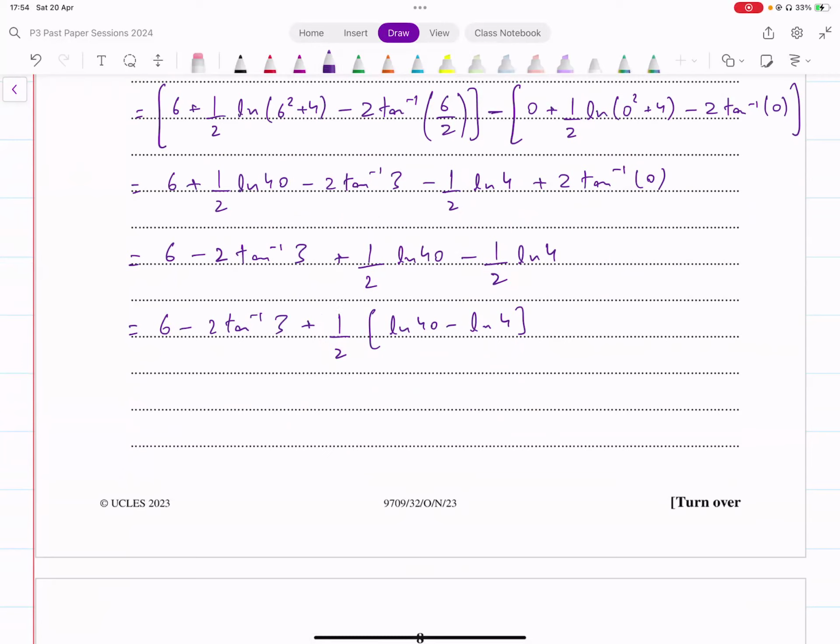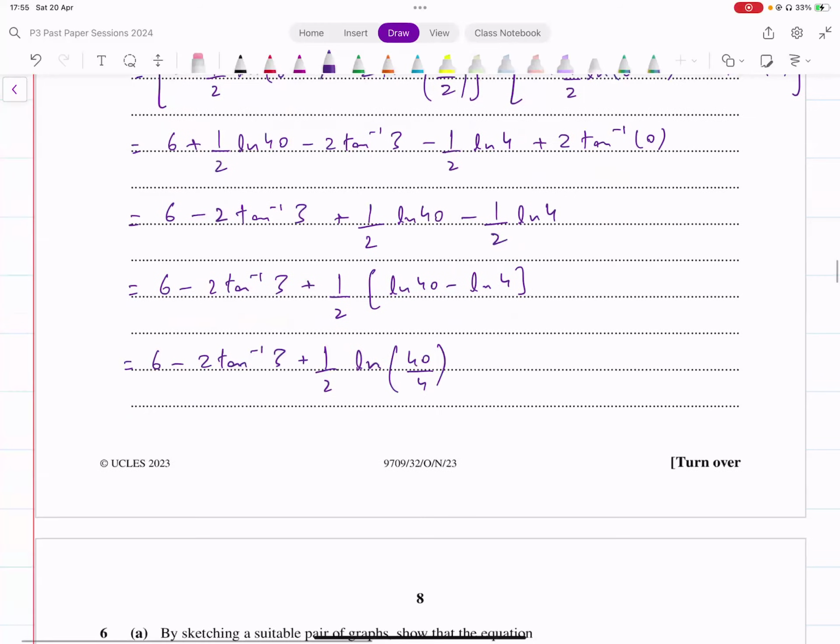You can use the division law now, and that gives you 6 minus 2 tan inverse of 3 plus 1 over 2 into ln of, this is subtraction outside log, inside log it becomes division. So it becomes ln of 40 over 4. And that is your final result, because now you can write it as 6 minus 2 into tan inverse of 3 plus 1 over 2 times ln of 10.